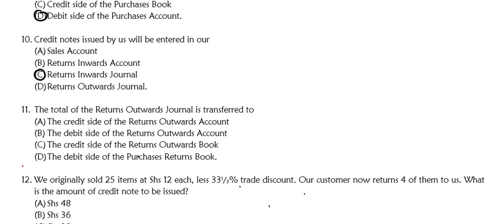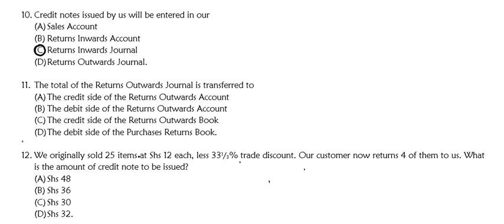Total of the return outwards journal is transferred to the credit side of the return outwards account. So from the return outwards journal, that total of the returns will be transferred to the credit side of the return outwards account in the general ledger.